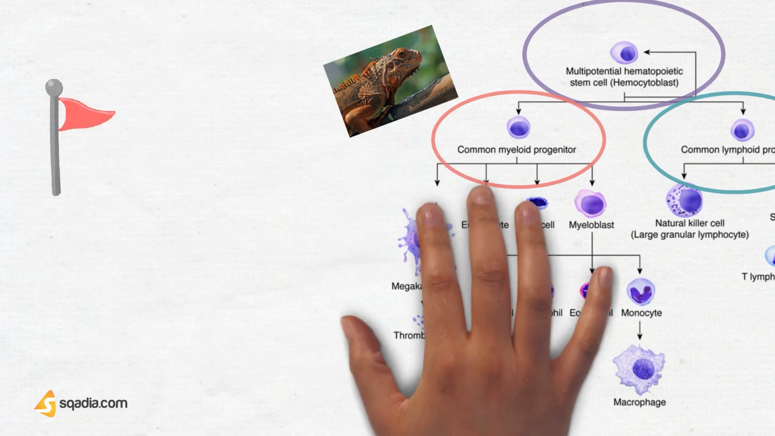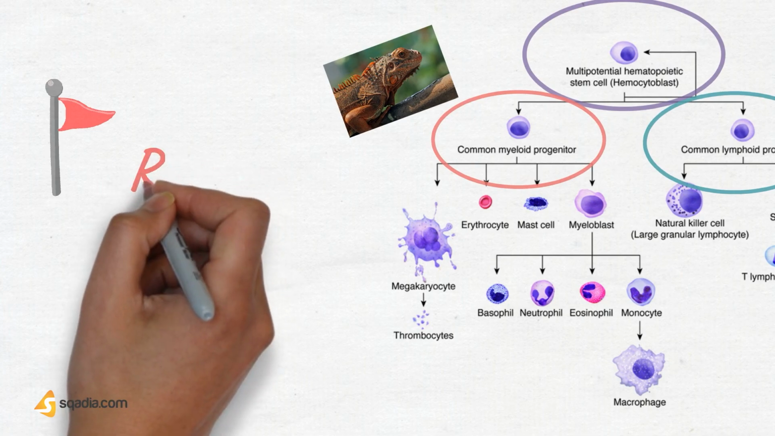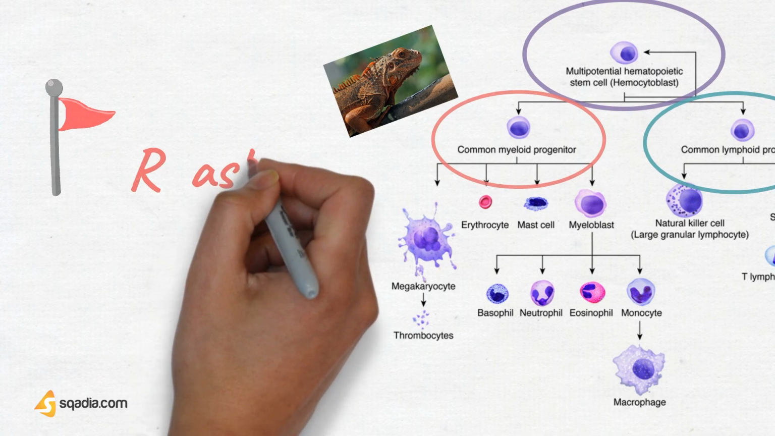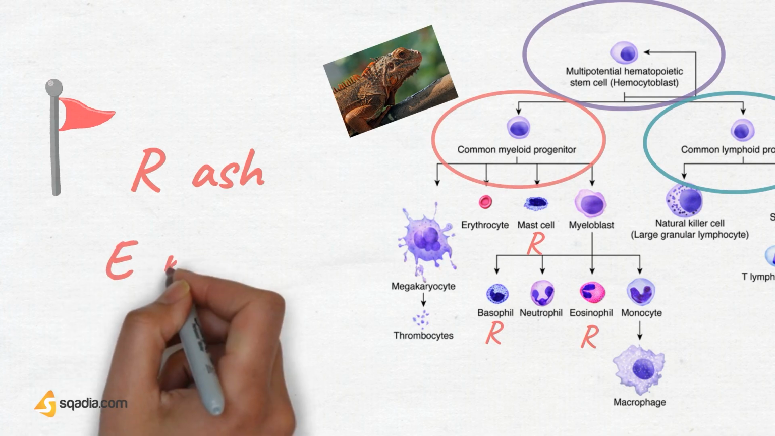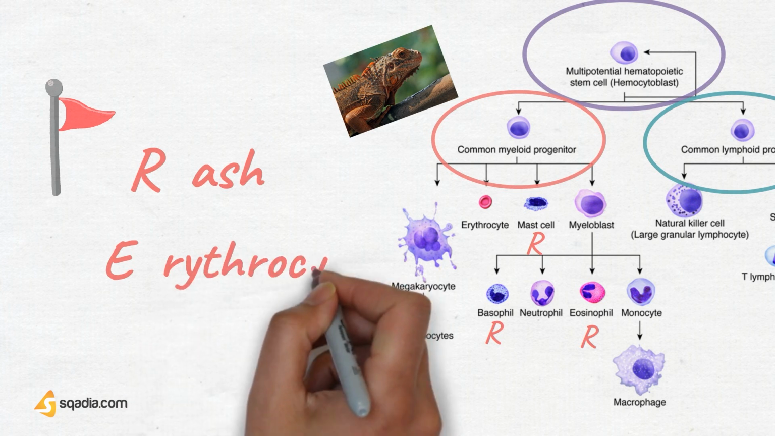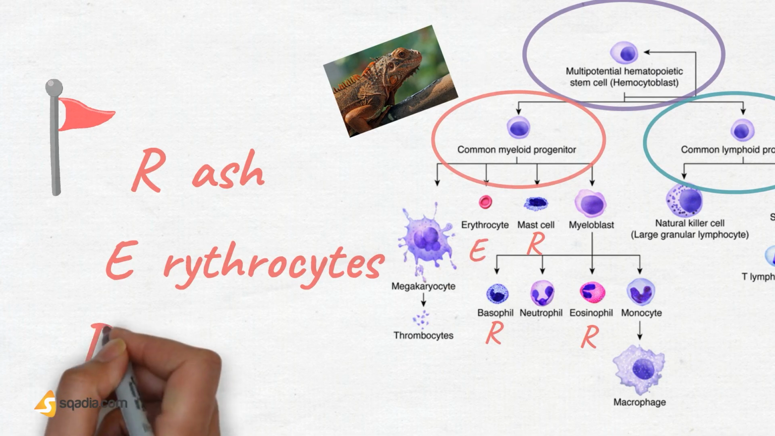It's easy to remember that all cells coming from the myeloid line, the myeloid progenitor, have to do with red flags. I'll explain it. R is for rash. This word makes me think of allergy. The cells related to an allergy come from myeloid progenitors: mast cells, eosinophils, basophils. They are all related to allergy, which is a red flag. Erythrocytes, or red cells, well, they are red by definition. They transport oxygen to the different organs. Lack of oxygen can be a red flag.